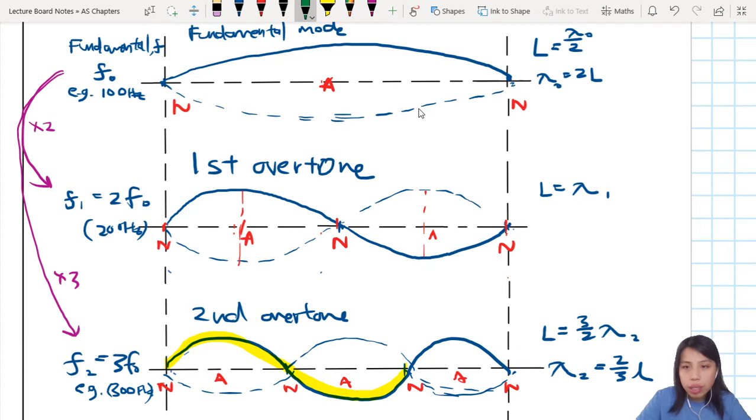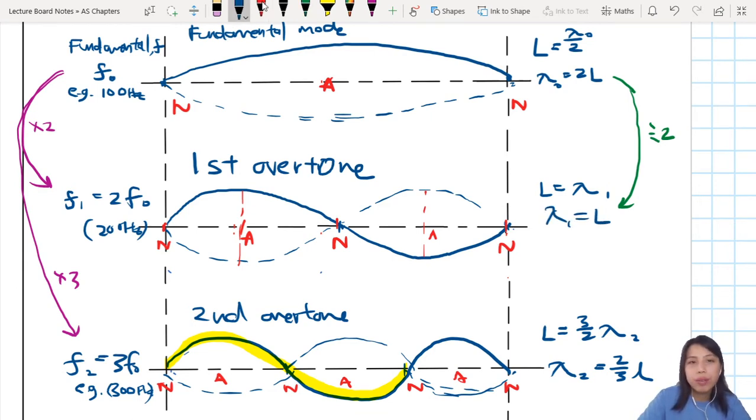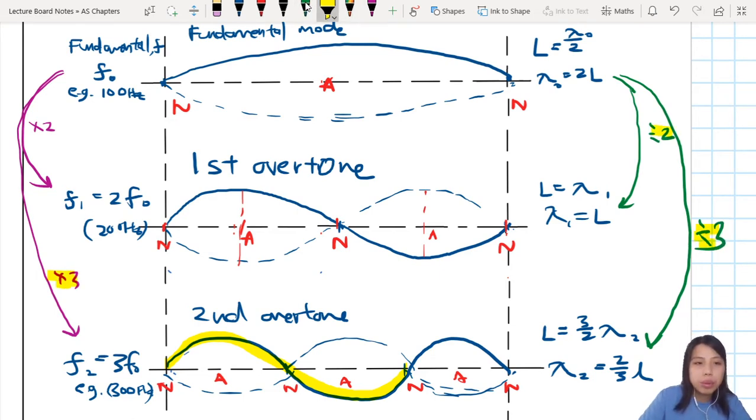If you take the original wavelength here, lambda 0, and divide by 2, you will get this one. See on the left side, times 2, divide by 2, because here lambda 1 equals L. So 2L becomes L. Then the third one, you divide by 3. Notice the pattern. Divide by 2, divide by 3. So here is times 2, times 3.